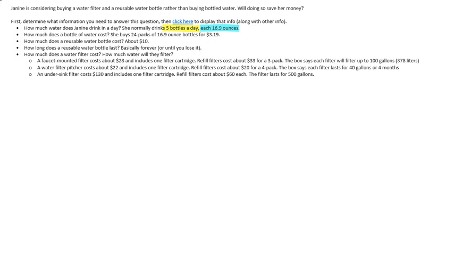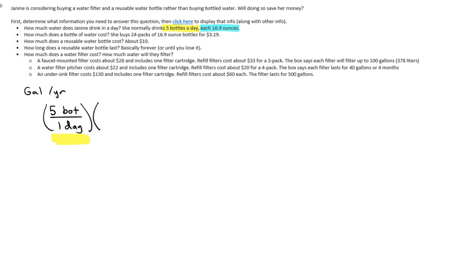Actually, let's organize it with a title. First, we're going to figure out how many gallons she drinks per year. And we're told that she drinks 5 bottles in one day. So that's the yellow. I'll underline it in yellow. That's where we got that from.